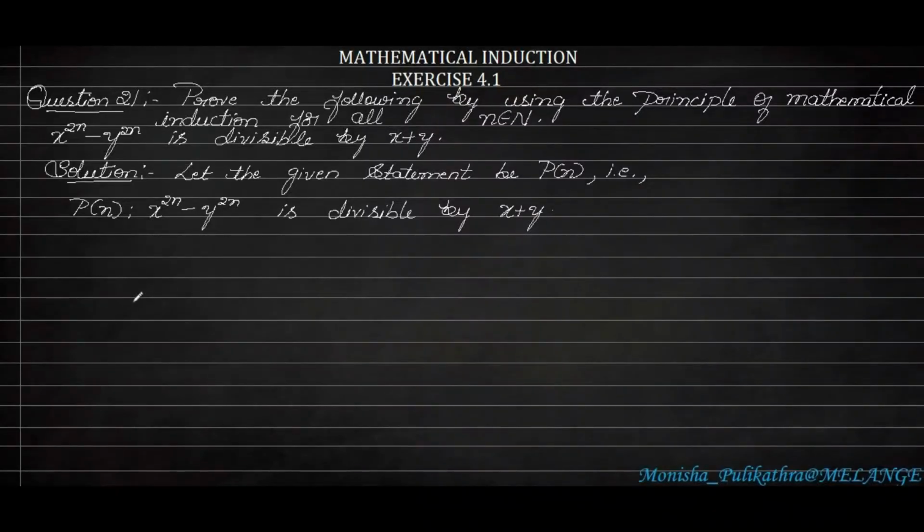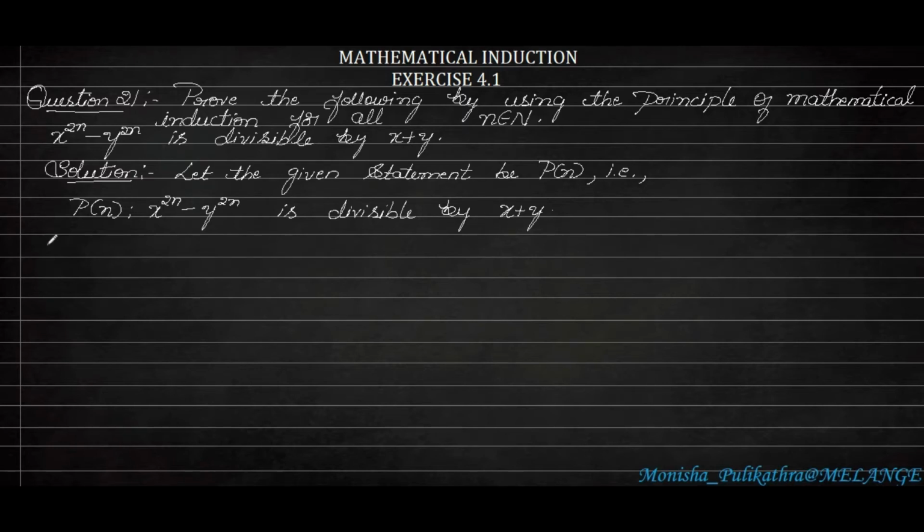Let us move on to the 21st question of exercise 4.1. The question is, prove by the principle of mathematical induction that x to the power of 2n minus y to the power of 2n is divisible by x plus y. First we have to equate this statement to P of n. So P of n is equal to x to the power of 2n minus y to the power of 2n, and this is divisible by x plus y.